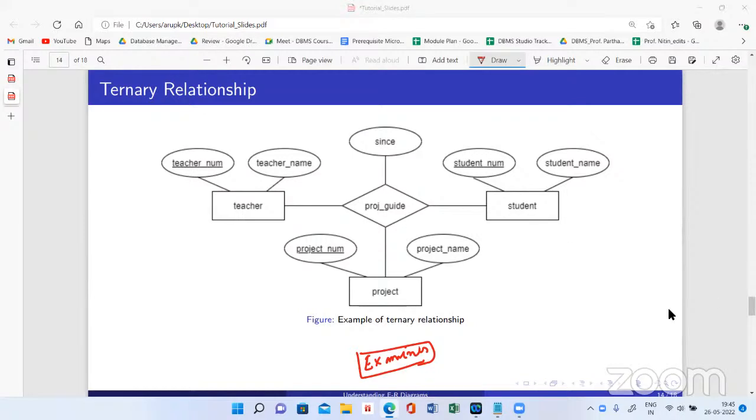Okay. So the examiner wants to evaluate the entire thing. I'm not saying the examiner will evaluate only the project. The examiner wants to evaluate the project, the student, and the teacher. In that case, we have to make this.